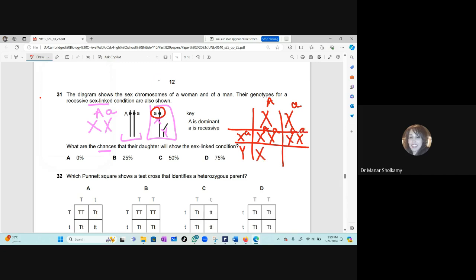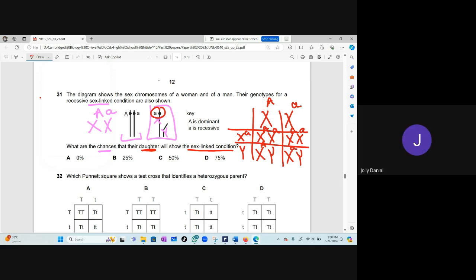And this will be a male that is healthy. And this will be a male that is what? Sick. But they're asking for what are the chances that their daughter will show the sex-linked condition? So what are the chances? C. 25. We said C or B?